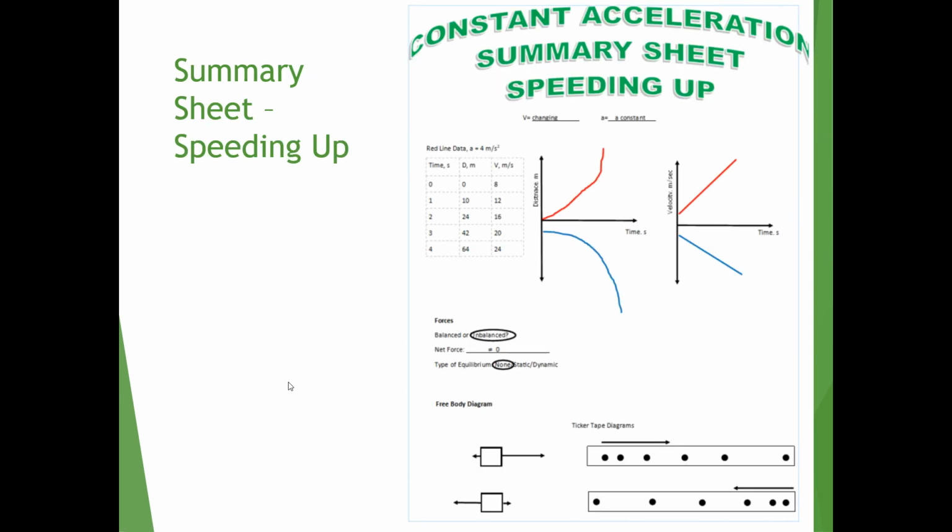So this is your summary sheet for speeding up. Again, you're looking at distance versus time. They're going to be these curves, and they're going to be very steep as they continue on. Your velocity versus time graphs are no longer horizontal. They're going to have a slope, and the slope gives you an indication about what the acceleration is. And we have some information about unbalanced forces, and they give you information about what the acceleration is going to be doing. So in the next video, I will talk about slowing down.